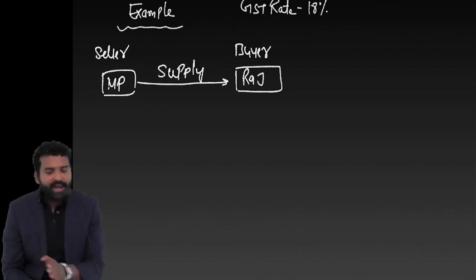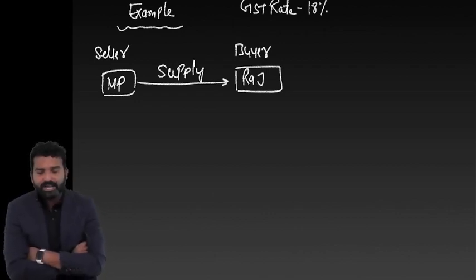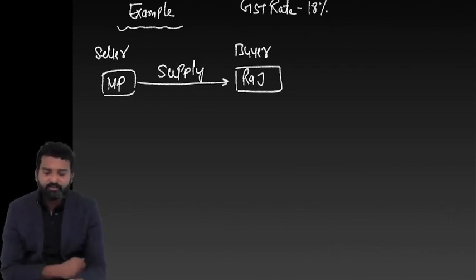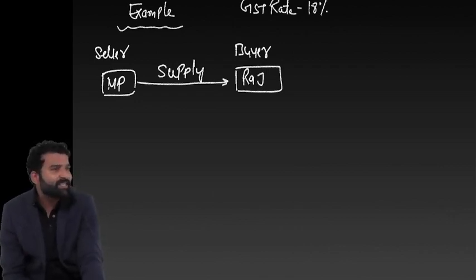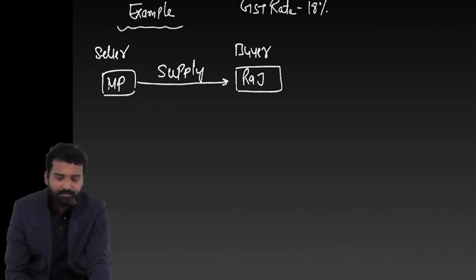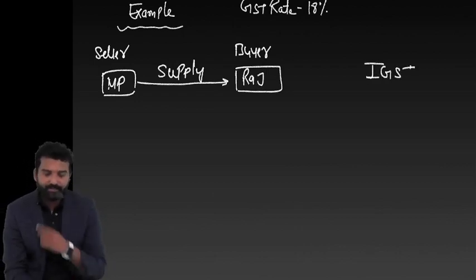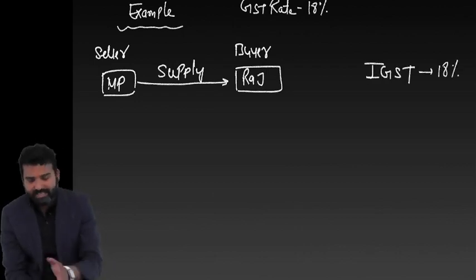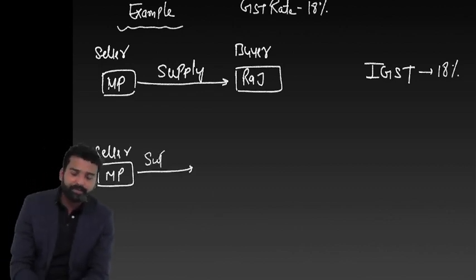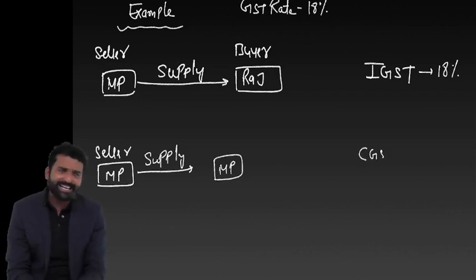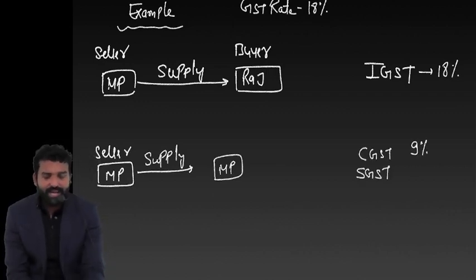I have told you that if the goods are sold by an MP dealer to a buyer of Rajasthan, then of course it is an interstate supply. And which tax will be levied here? IGST, of course. Next, this is very basic: if the goods are from MP to MP, which tax will be levied? CGST and SGST. This is basic. What I am going to discuss now is very important.